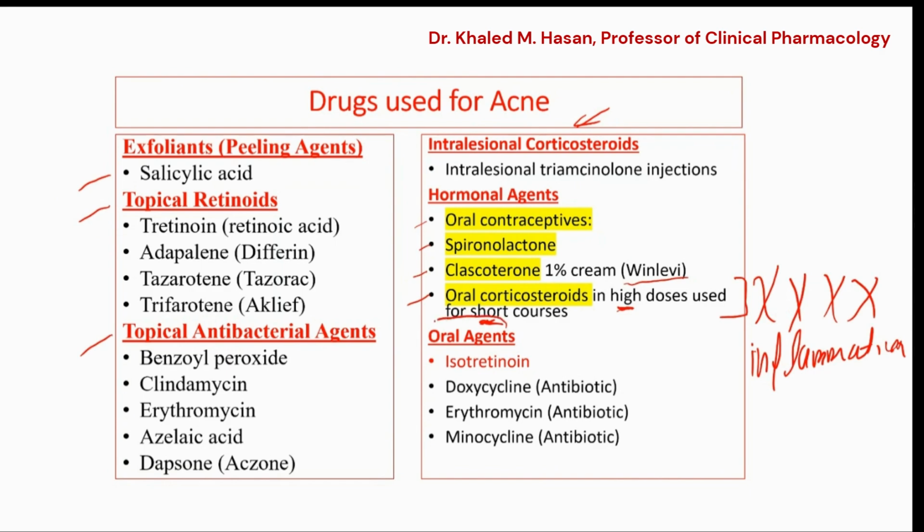Oral, this is important. What oral medications are available for acne? Isotretinoin, doxycycline. You are familiar with these names, is that correct? And then we have erythromycin, minocycline. These are the most popular oral medications. Any question about this list here? We're going to discuss it in detail in the coming slides.